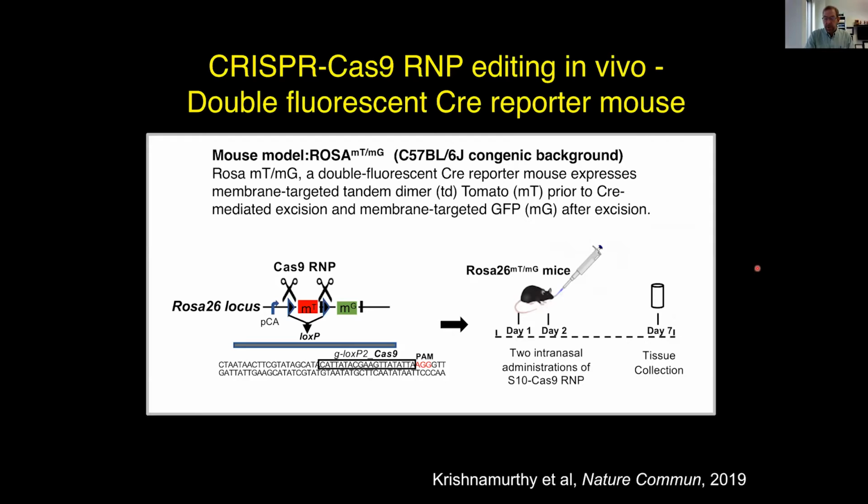And I'd like to just briefly show some data from a recently published paper where we evaluated this technology in an animal model. So these ROSA26 mT/mG mice have an mCherry cassette and a GFP cassette. And the goal in this experiment is to deliver RNPs that will cut out the Cherry, and you will see a red to green color change if this is effected. So we gave this material to mice intranasally and waited a week and analyzed the results.